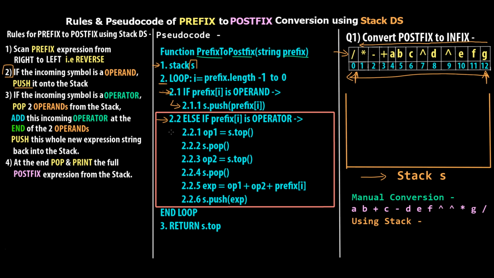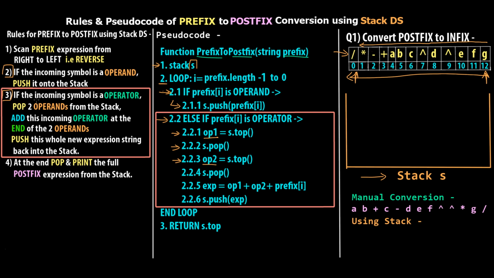In that case, what we have to do, let me read out the rule. If the incoming symbol is an operator, we have to pop 2 operands from the stack. So at 2.2.1 we say s.top, that is take the top of the stack and store it in operand 1. Then we pop it out, that is we remove it. Then we take the second operand, again s.top, and store it in op2.